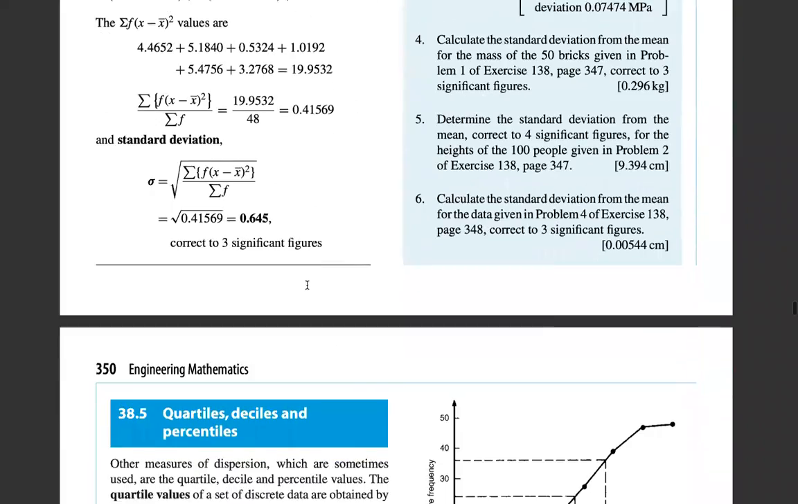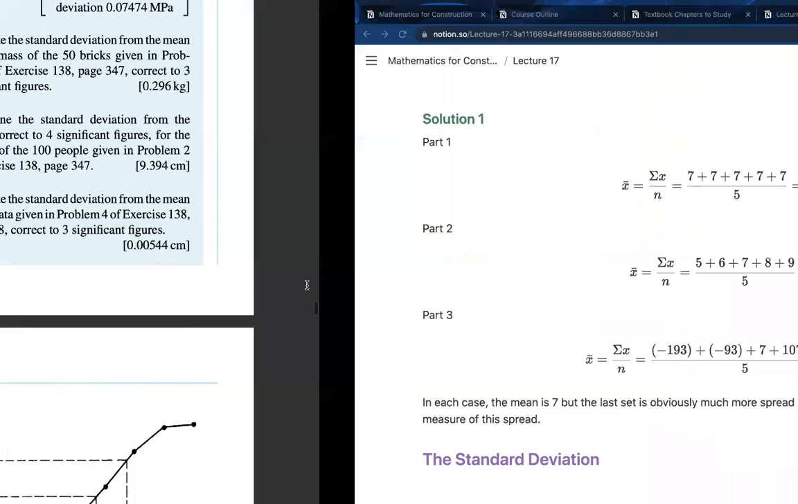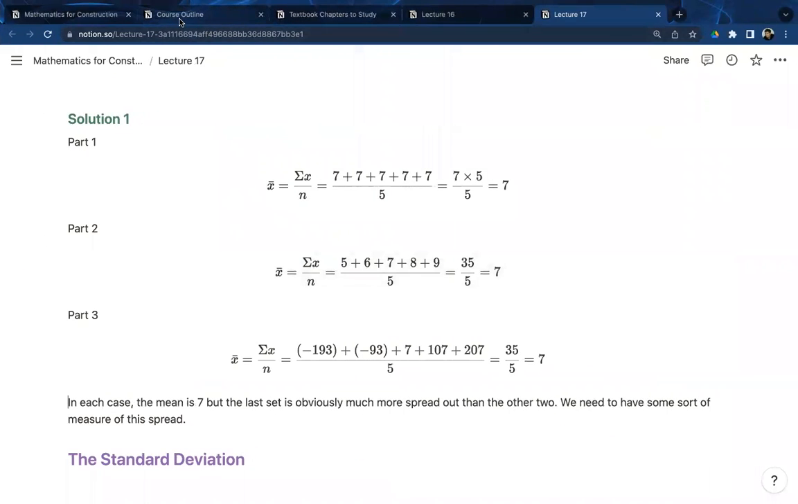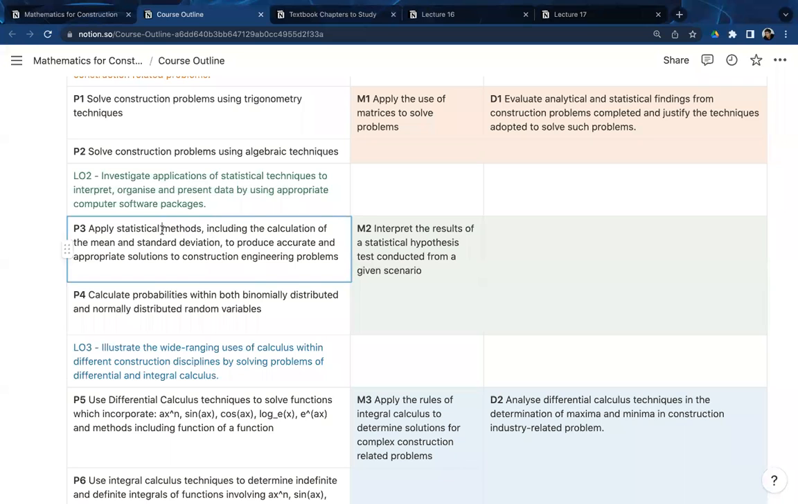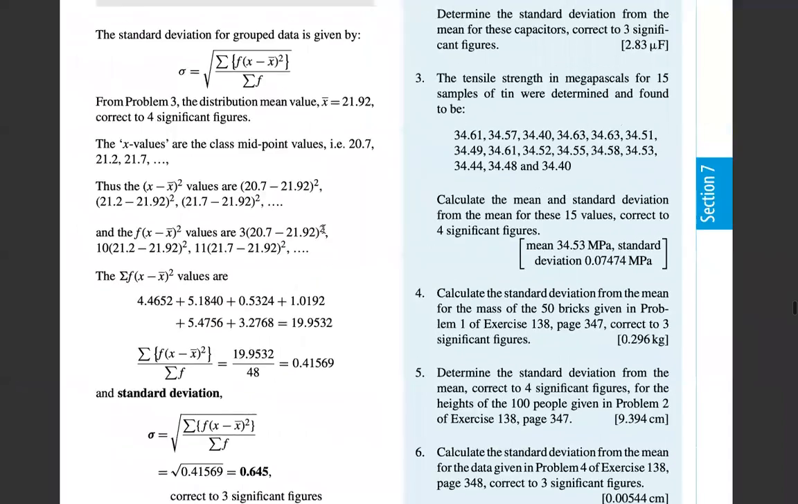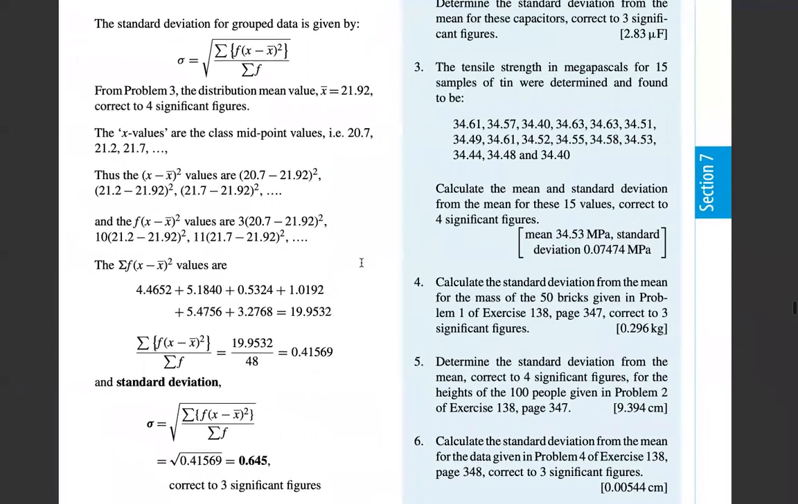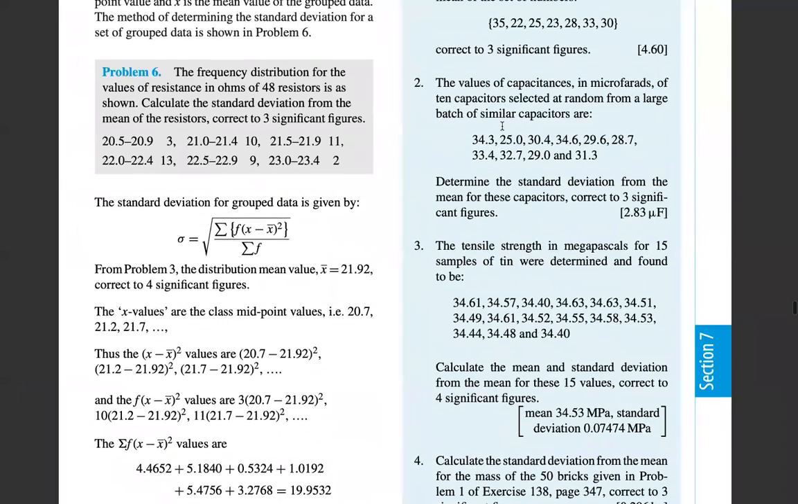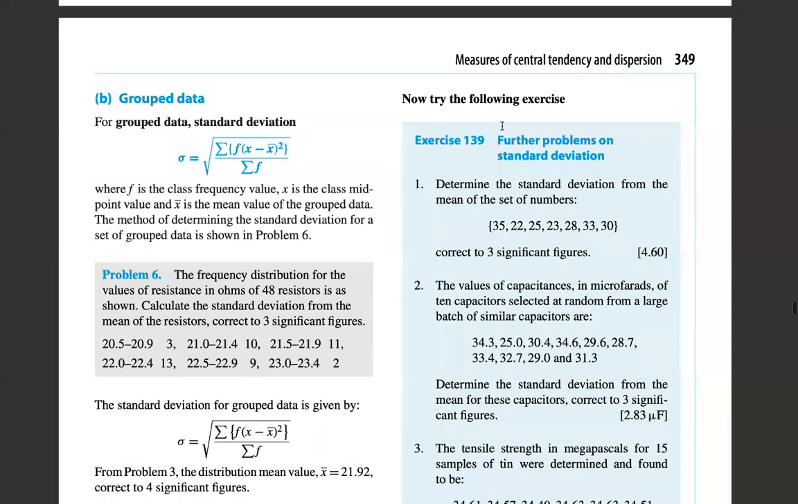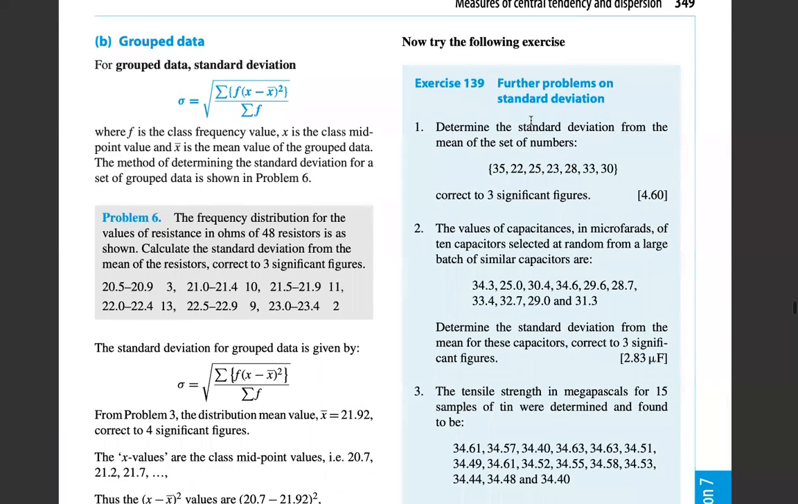So we do some examples with standard deviation, how to calculate it, right? That will help us be able to do the standard deviation calculation in the assignment, right? So that's what this is here. And we could do some of the problems here in the textbook. And I could give you some as well, right? So let's see how that goes.